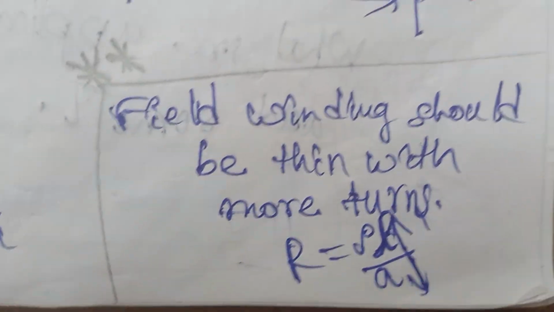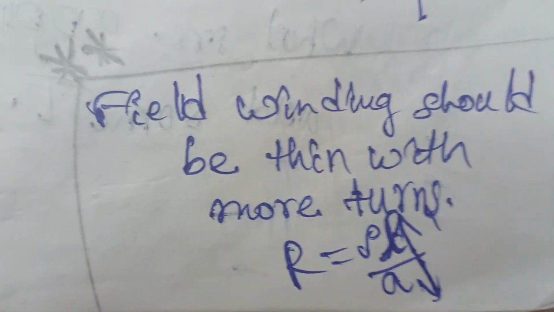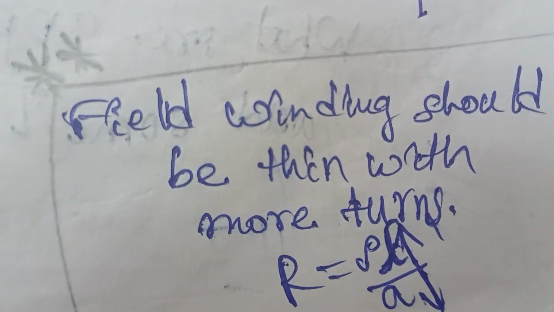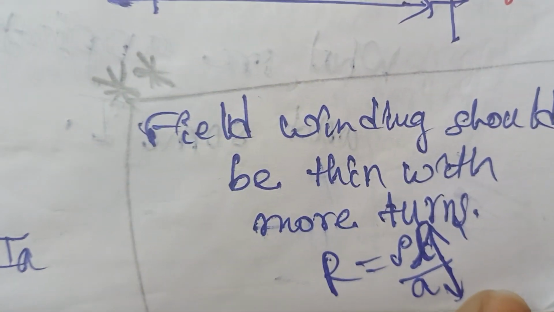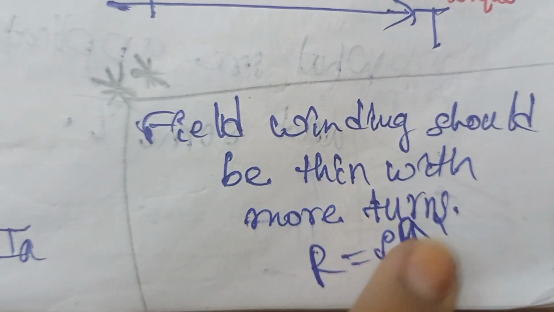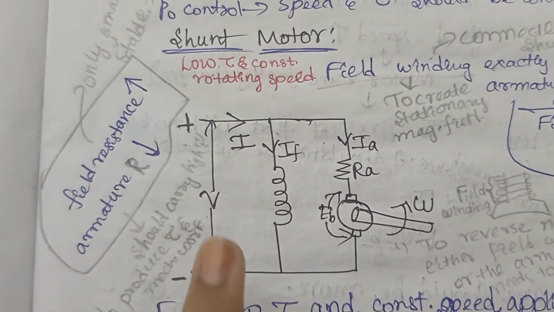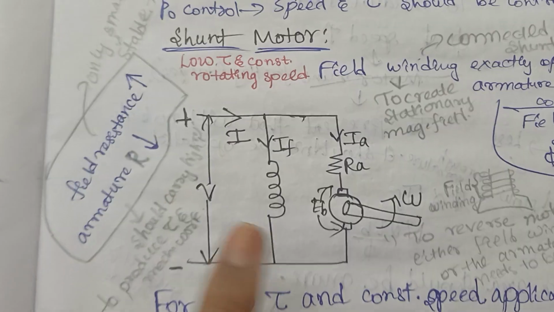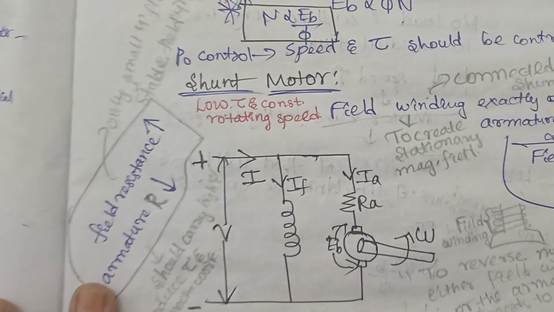And here is an important point, that is field winding should be thin with more number of turns. Field winding should be thin means its area of cross section should be lower and its length should increase, since it should contain more number of turns, right? So its length should be increased. So your field winding should be thin with more number of turns. Only in that case your field resistance will be higher, right?